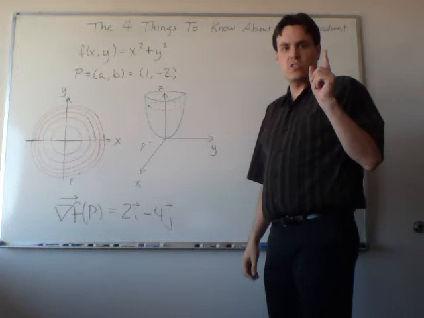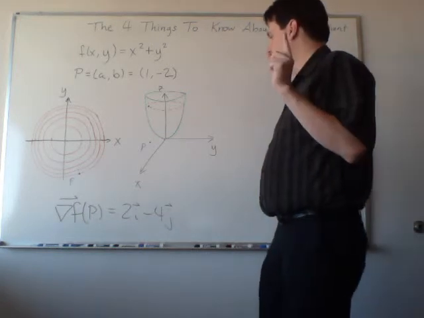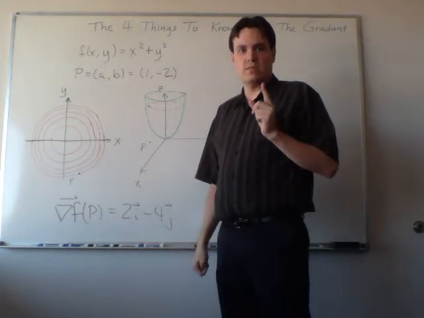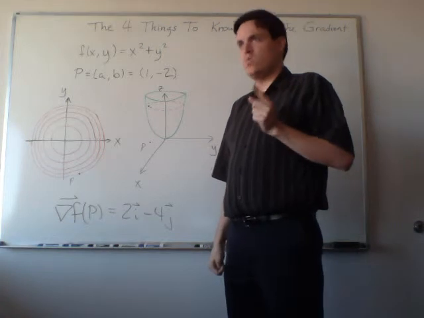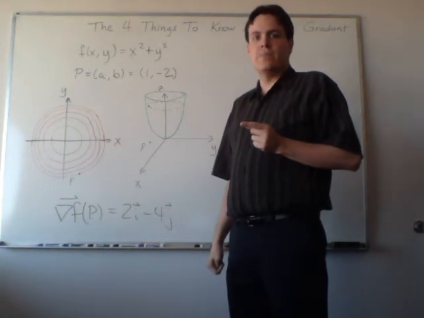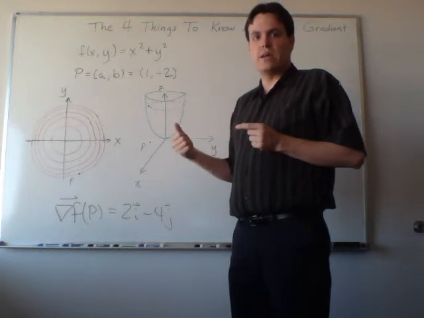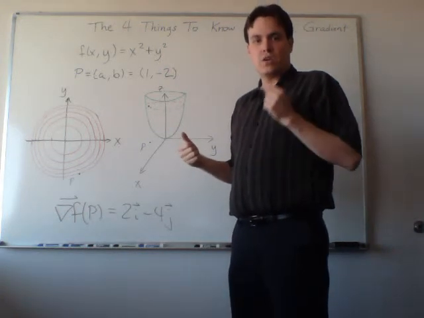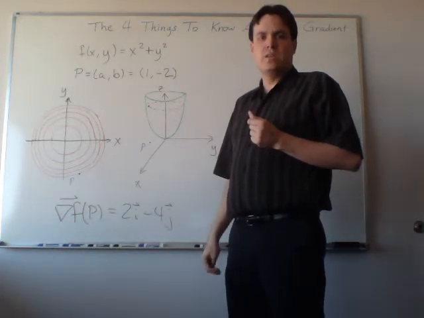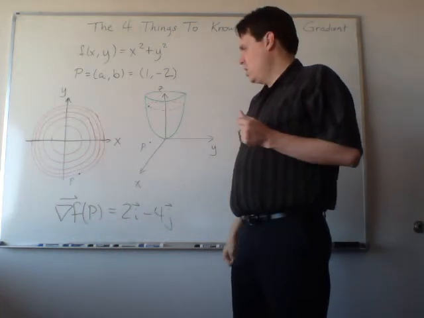Okay, so that's the first thing to know about the gradient: how it's defined. It's defined to be the partial with respect to x at a point times i plus the partial with respect to y at the same point times j. And then if you have a function of 3 variables, we'll tack on the partial with respect to z times k.